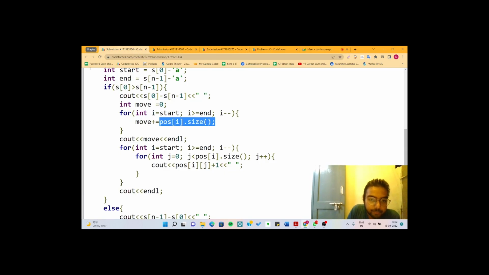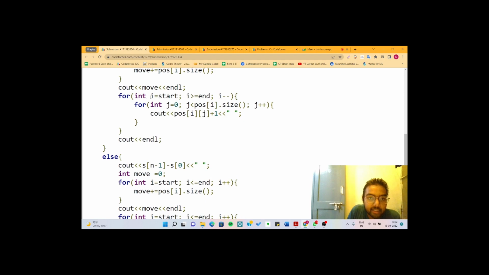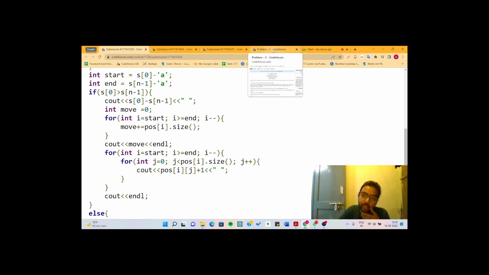And then I'll just count how many moves I have. So then I'll output the moves, and this is how I calculate the moves. In this case my start is greater than end, so I have to go from start to the end, so I have to decrease my I when I go from start to end.